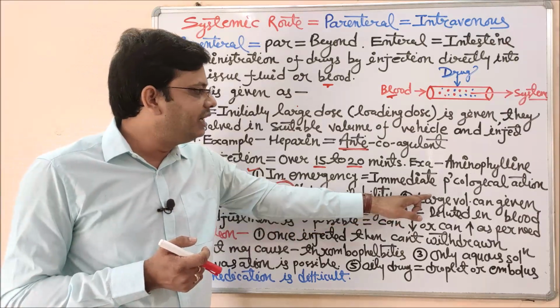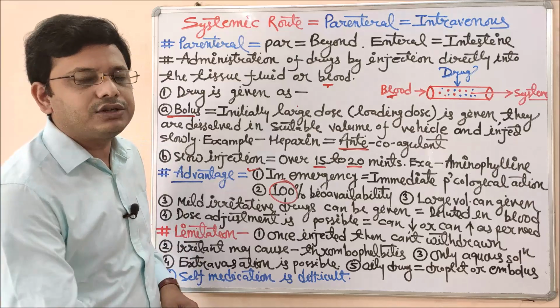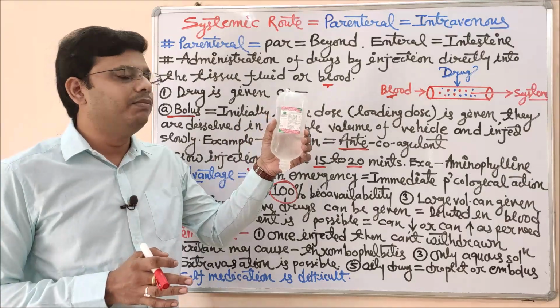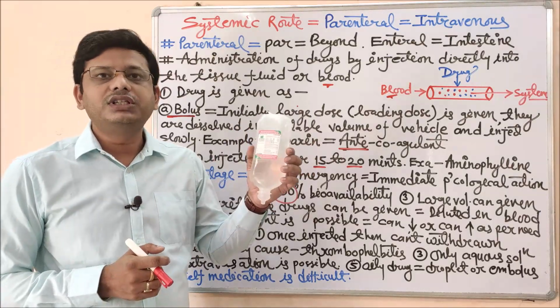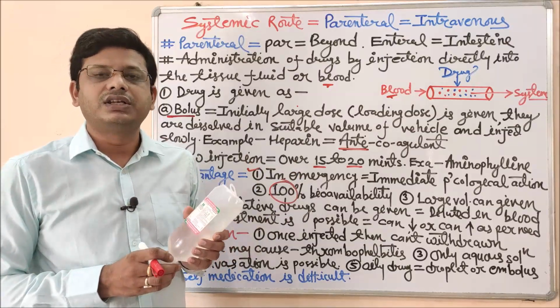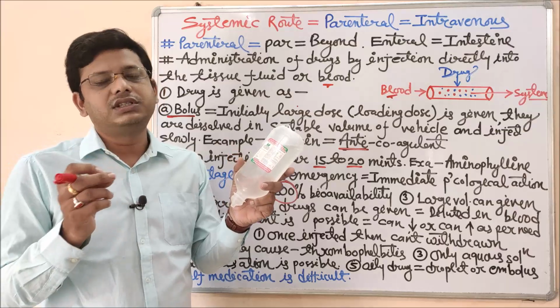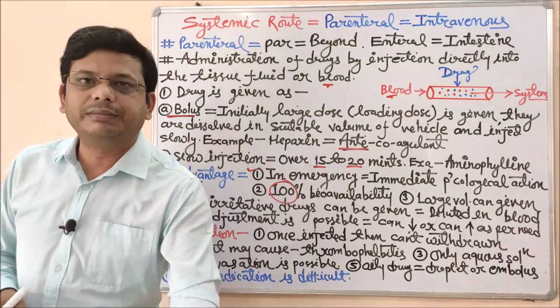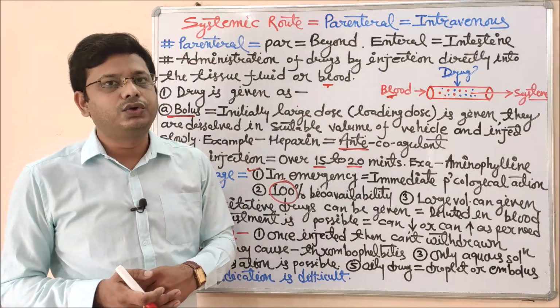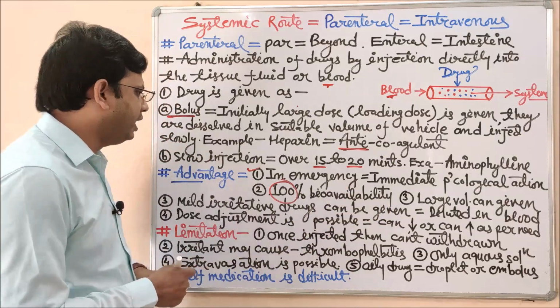Next one, large volume can be given. In case of intravenous, we can give 500 ml of drug. This is possible only in case of intravenous. How will you give that intramuscularly? How will you give it topically? This is not possible. Large volume drug can be given only through the intravenous route of drug administration.